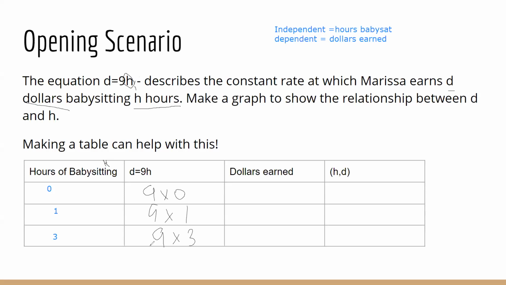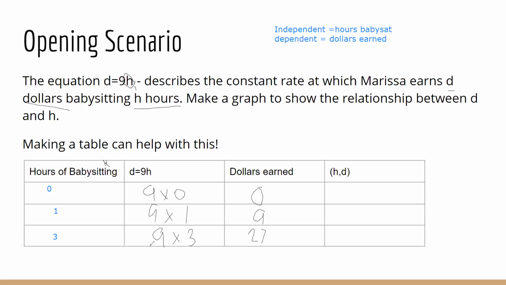Okay, so I didn't solve anything. All I did was write it out now. These are all going to give you D is equal to, so I'm just filling in 9 times the hours that she babysat that you guys picked. So then I have dollars earned. If she babysits 0 hours, I have 9 times 0 is going to give me 0. Then if I babysat for 1 hour and I'm making $9 an hour, that's what that represents. 9 times 1 is 9. And then if I babysat for 3 hours, I would multiply 9 times 3 and get 27. Okay, so those are what my end result is.